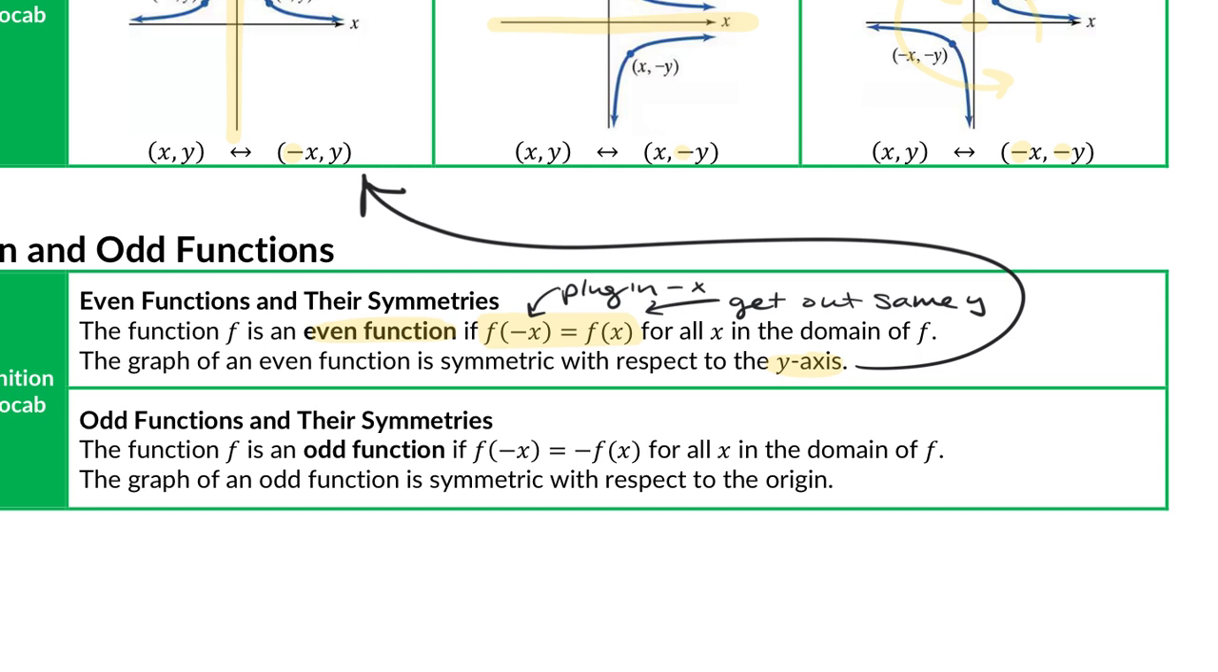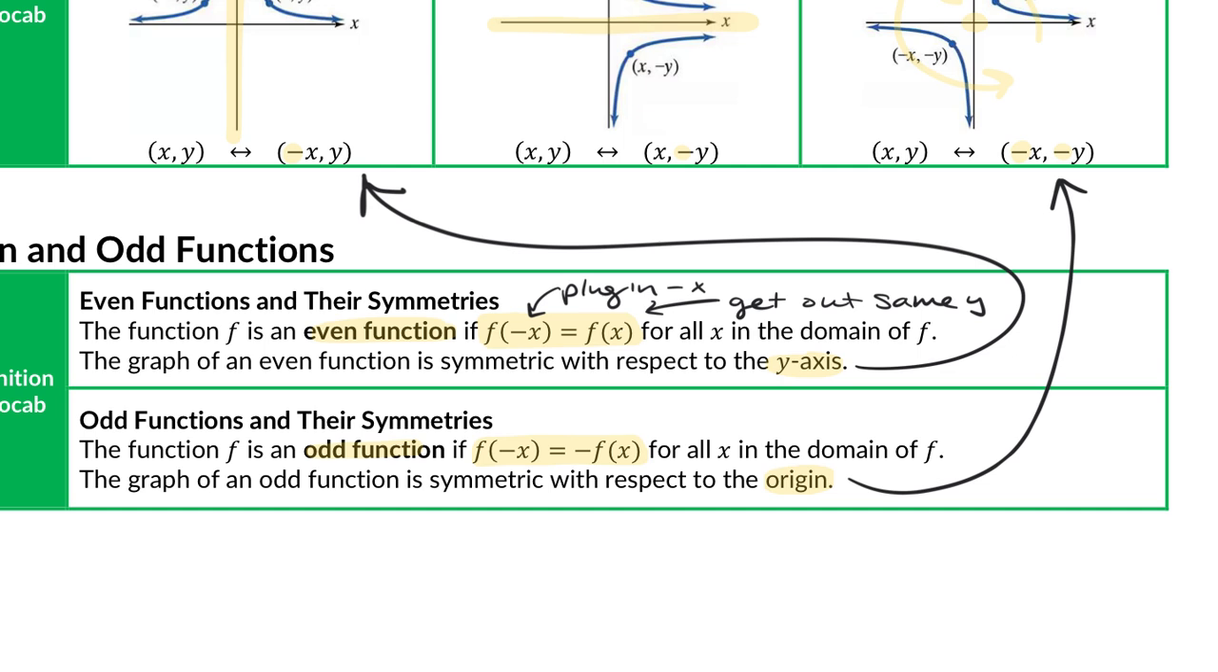Now an odd function, here's what's nice about this. An odd function tells me that if I plug in a negative x, I should get out the opposite y. So I need something that has both a negative x and a negative y. Which of your three graphs had both a negative x and a negative y? The origin one, which means odd functions are symmetric about the origin. If we were to plug in a negative x, we would get out the opposite function.